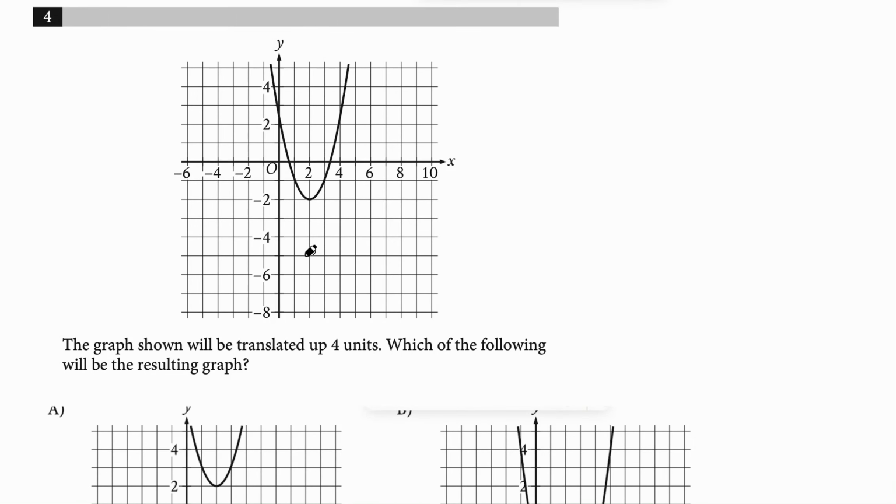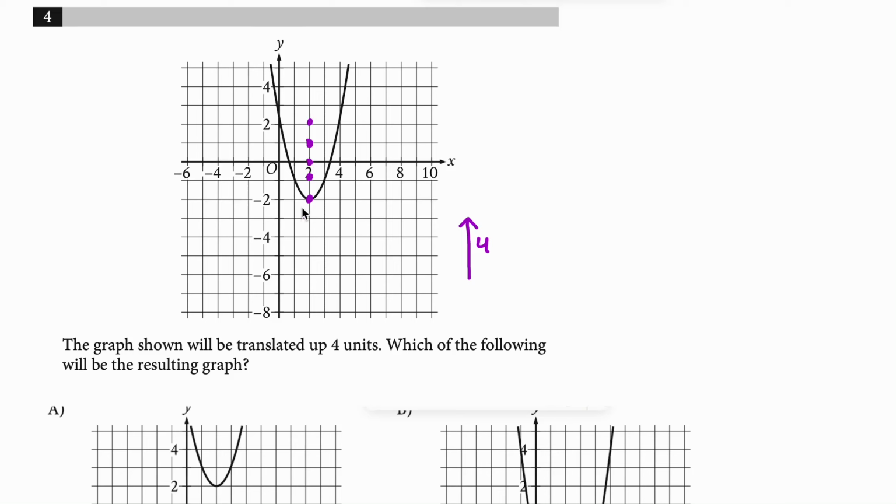Question number 4 is, the graph shown will be translated up 4 units. That means it has to go up 4 units. That means this parabola is the same, no change in shape, just up 4 points, right? So if it is here right now, 4 points up is 1 and 2 and 3 and 4, right?